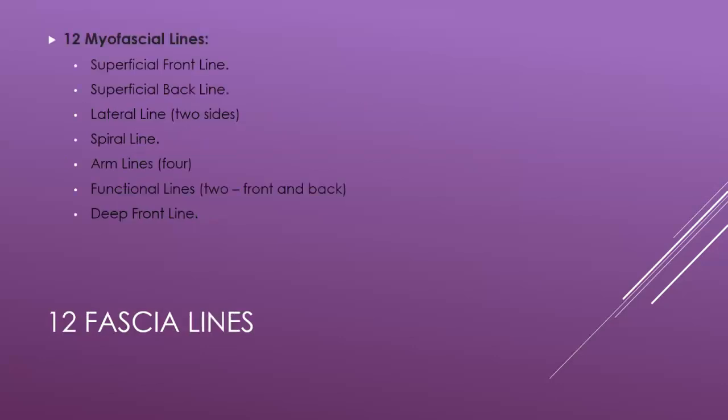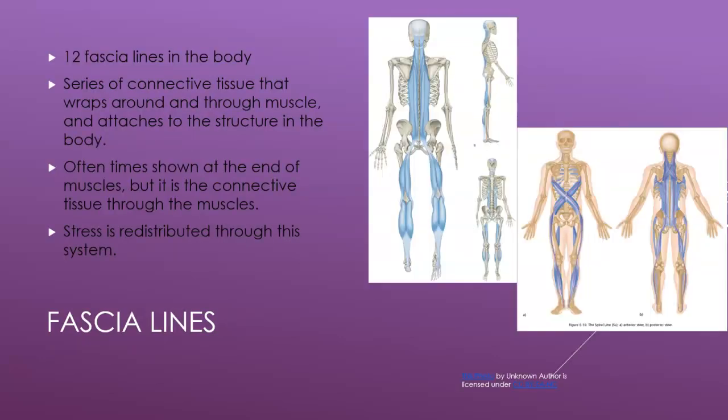With the 12 fascia lines themselves, you have the superficial front and back line, two lateral lines, a spiral line, arm lines, functional lines, two front and back, and then the deep front line. Now, I'm not going to go into this in depth, but just for comparison, to show what we're talking about here.